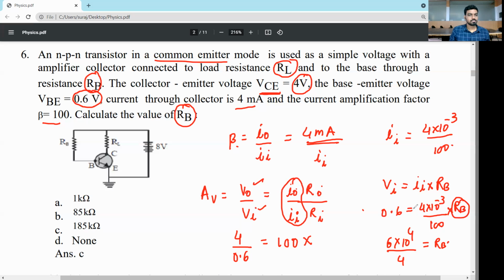Fine. Next, keep in mind whatever is there on the collector side, that is output. Whatever is there on the base side, that is input. That's all. Beta is I output by I input. Voltage gain is V output by V input.